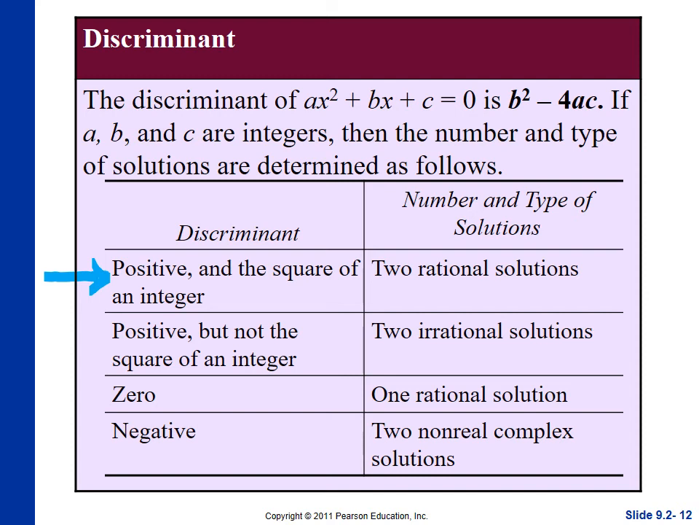Now, if it's equal to 0, there's only one rational solution. If the value is negative, there's two non-real complex solutions. Okay, so this is the one you want to keep an eye out for. Right here, negative.